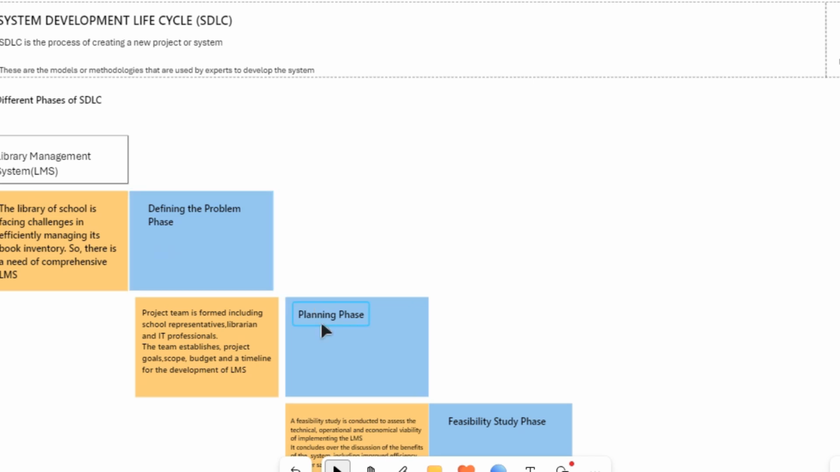Next phase is the planning phase. In the planning phase, the project team is formed, in which the school representatives, librarian, and IT professionals are also included. Why? They are included because they know very well about the system of their library, right? So the next step will be feasibility study.